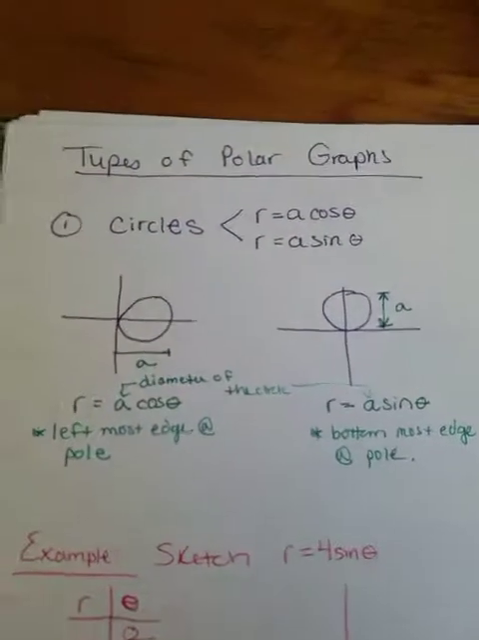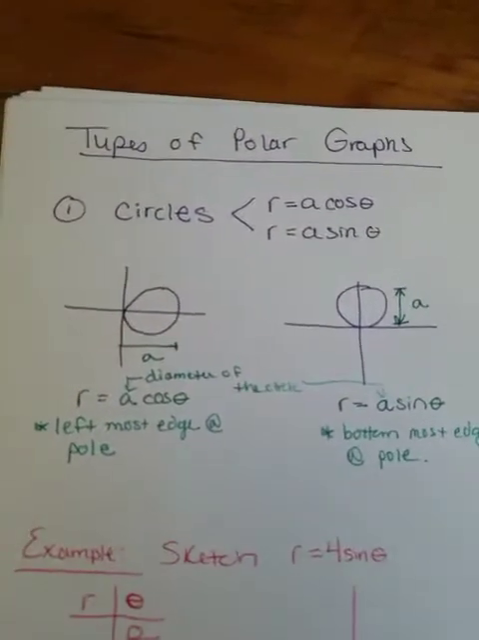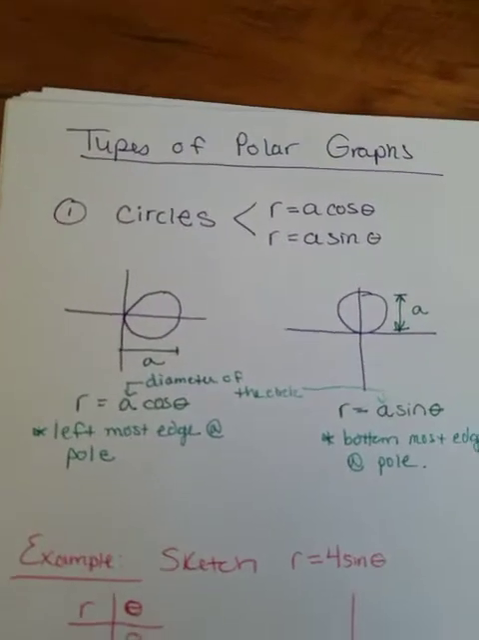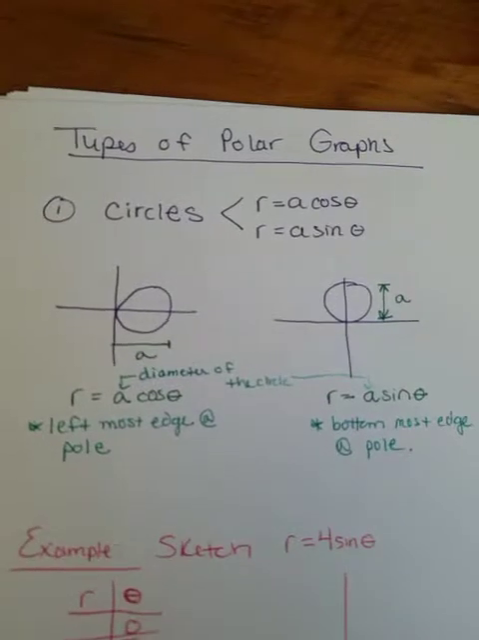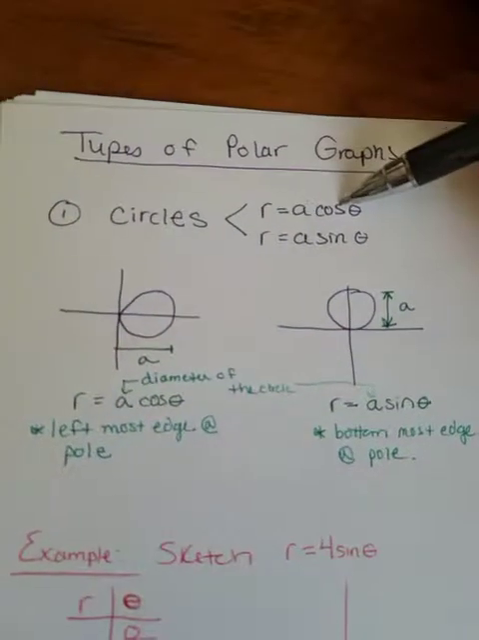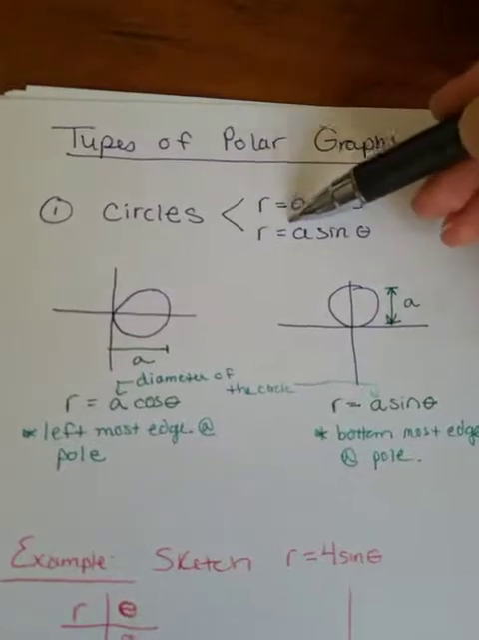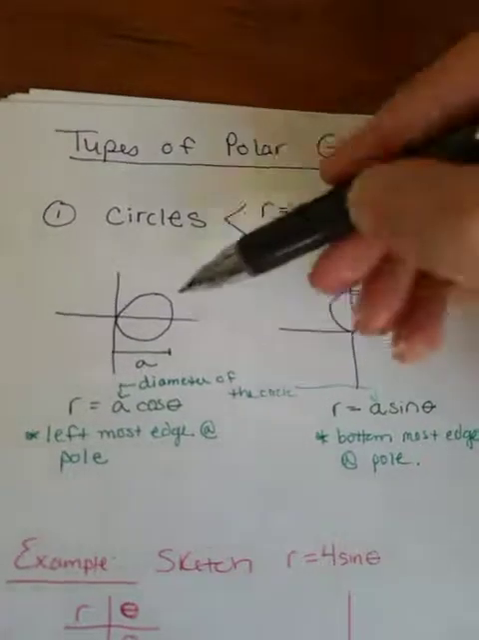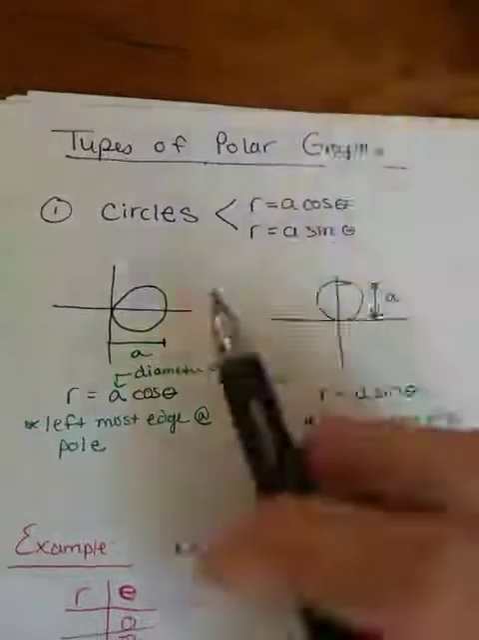Okay, the first type of polar graph we're going to look at is circles. The form that you can expect to see a circle in for polar graphs, there's two different ones: r equals a cosine of theta or r equals a sine of theta. I drew out here what the two different scenarios are.